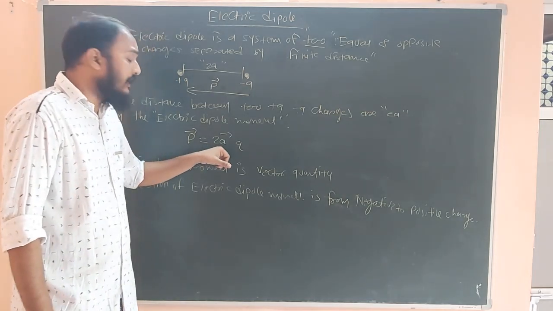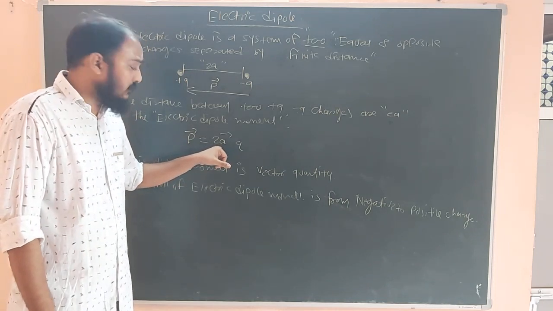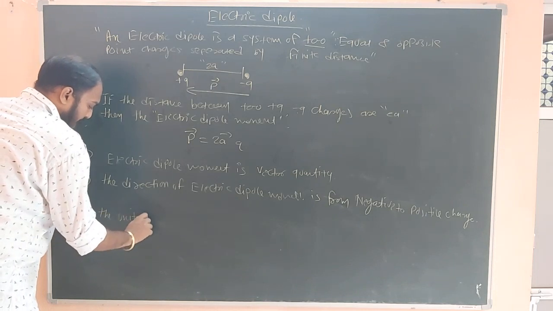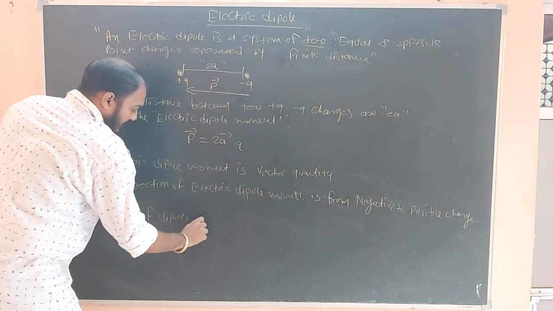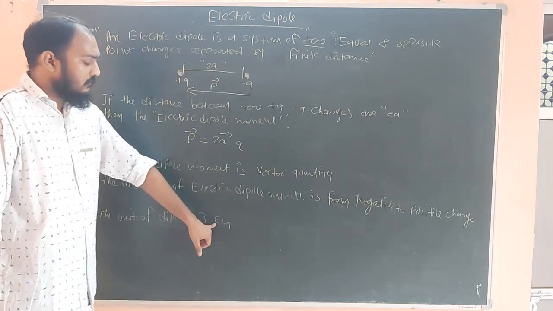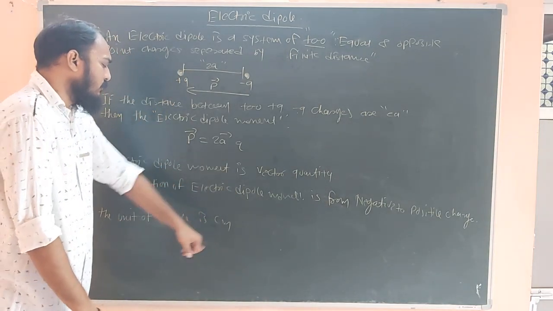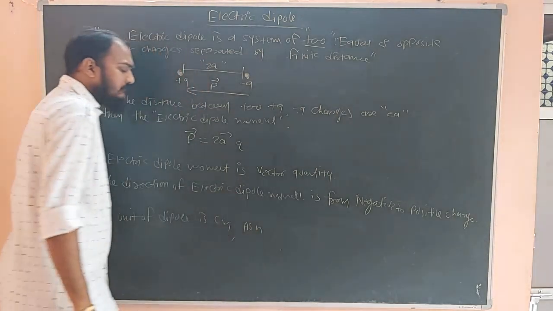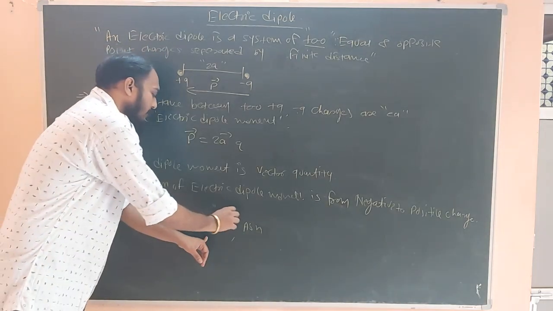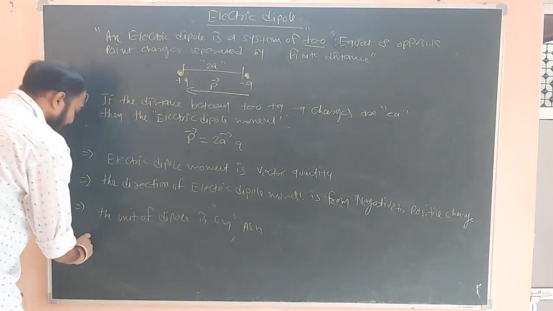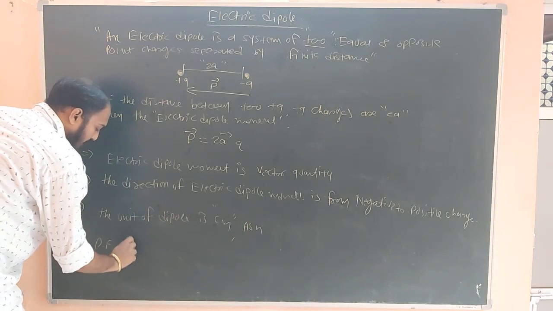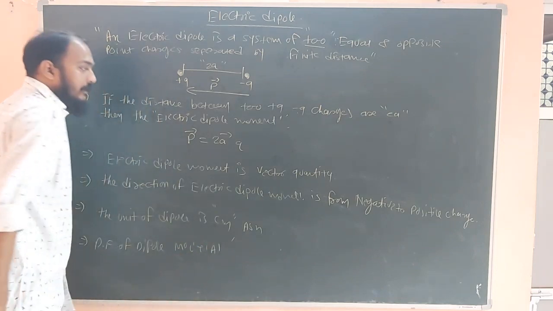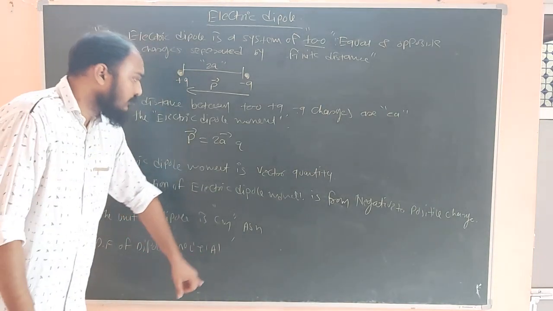What is the unit? We can get it from here. 2a is a distance in meter, q is in coulomb. So the unit of dipole moment is coulomb meter. We can also write it as ampere second meter, but we take coulomb meter as the SI unit. And what is the dimension formula? The dimension formula of dipole moment is M0 L1 T1 A1. You can also get it in terms of q.